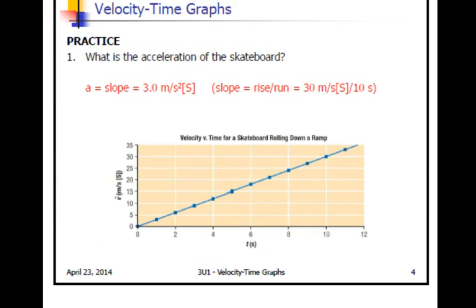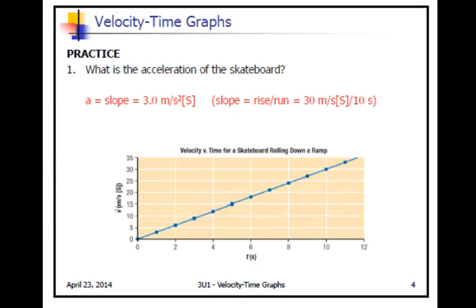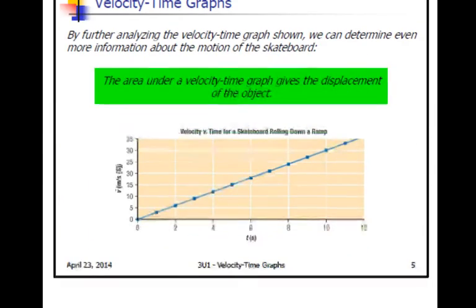Now, how could we use that? Well, let's look at a sample problem. If this is the velocity versus time for a skateboard rolling down a ramp, then we can calculate the rise over run. Let's look at some points that seem to match up nicely. At 10 seconds, it appears that we have 30 meters per second. So let's do 30 meters per second divided by 10 seconds. We would end up with 3 meters per second squared. And it does say that the velocity is directed south, so that would be 3 meters per second squared in the south direction would be our acceleration.